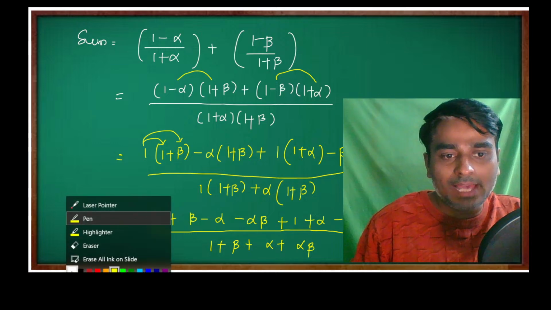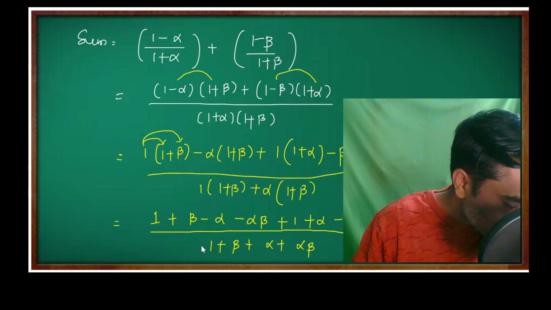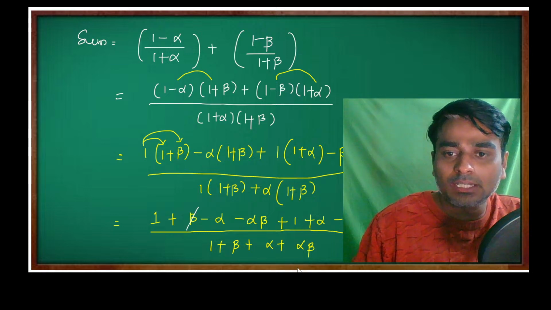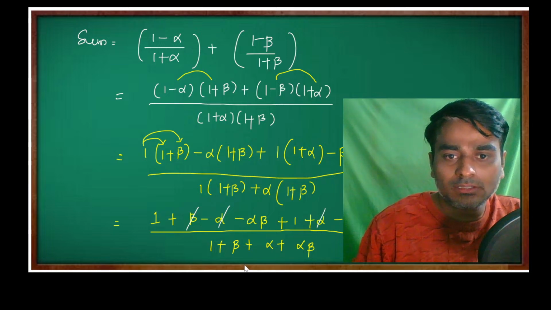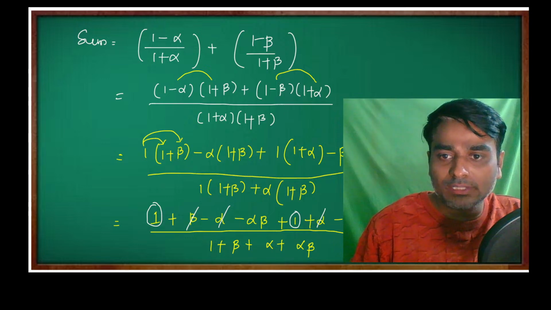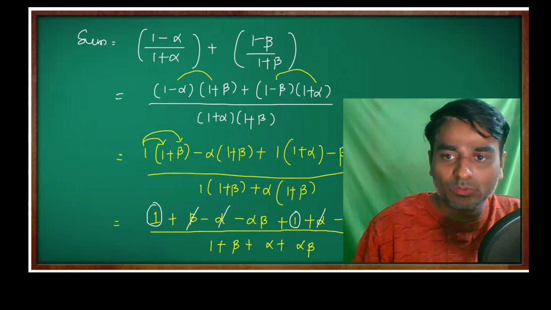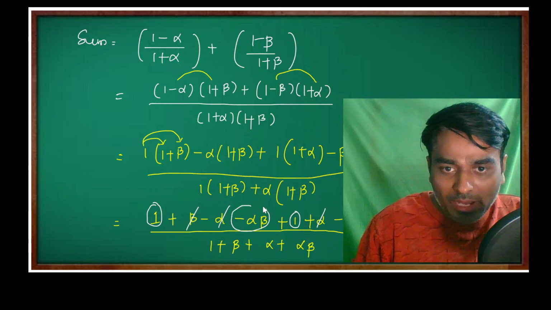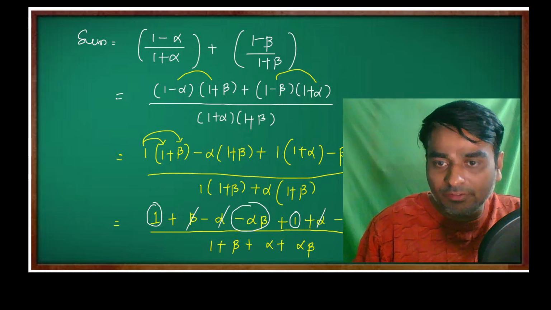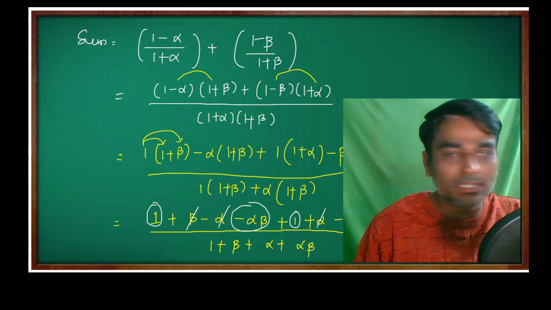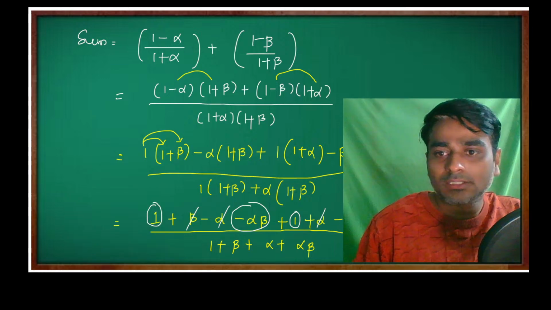Now let's cancel things here. Whatever gets cancelled, just remove that. This beta and alpha. So I have 1 here and 1 here. That means I am remaining with 2. 1 plus 1 is 2. Then here you look, minus alpha beta. So minus 2 alpha beta. Okay, I should not write this side, I think. Wait.